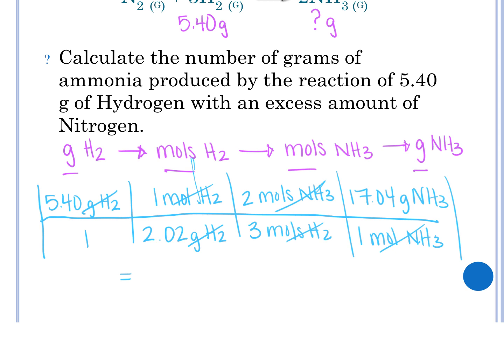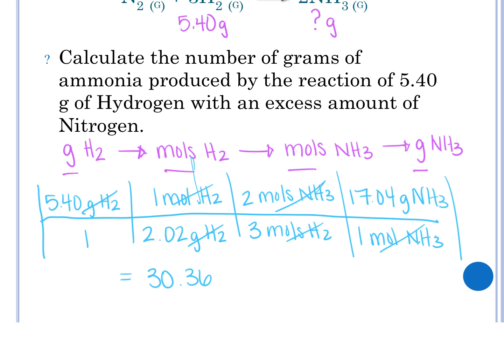Okay, anybody have an answer? 30.36. Are we getting 30.36? I see some nods. 30.36. Are we getting this? Okay, good. Okay, last step, sig figs.